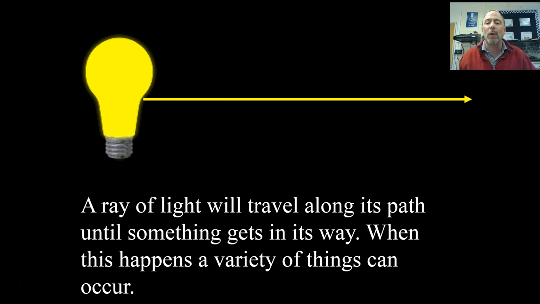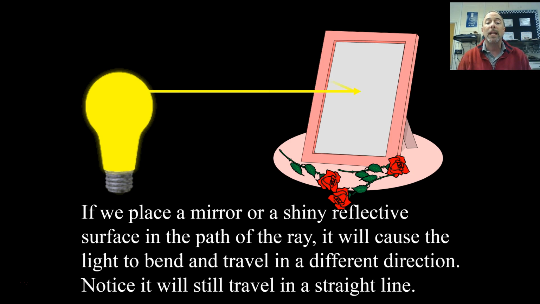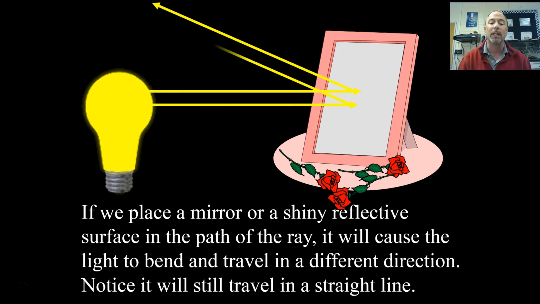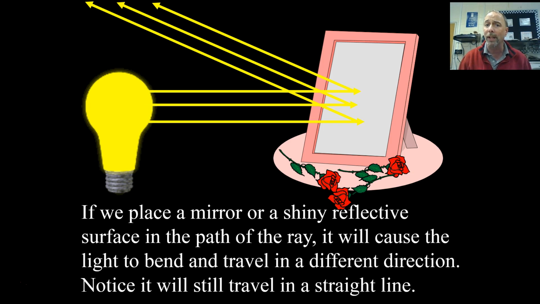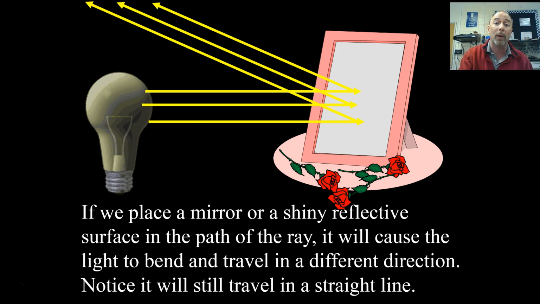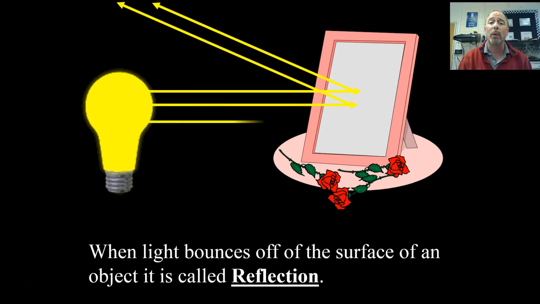You see, a ray of light will travel along its path until something gets in its way. And when this happens, a variety of things can occur. If we place a mirror or a shiny reflective surface in the path of the ray, it will cause the light to bend and travel in a different direction. Notice, though, it will still continue to travel in a straight line after it bends. Light's pretty cool that way. When light bounces off the surface of an object, this is known as a reflection, because you see your reflection in a mirror, right?